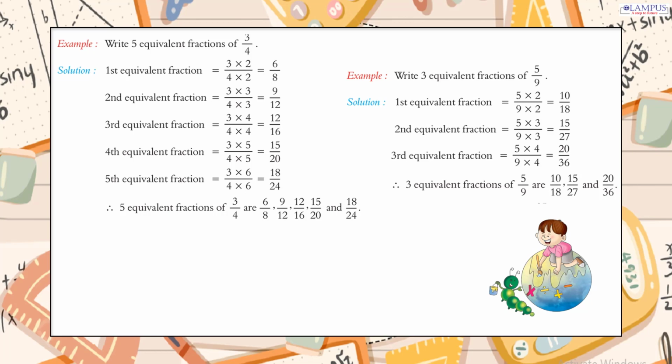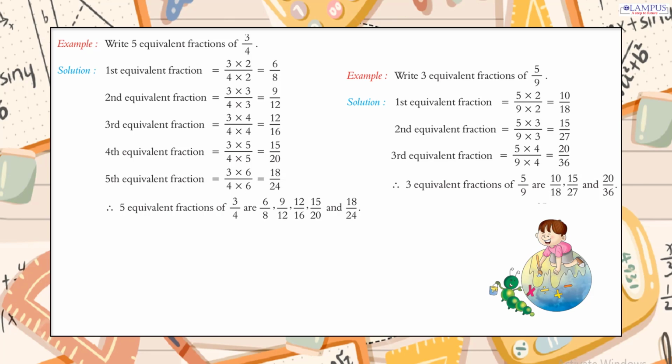Third equivalent fraction equals 3 multiplied by 4 by 4 multiplied by 4 equals 12 by 16. Fourth equivalent fraction equals 3 multiplied by 5 by 4 multiplied by 5 equals 15 by 20. Fifth equivalent fraction equals 3 multiplied by 6 by 4 multiplied by 6 equals 18 by 24.